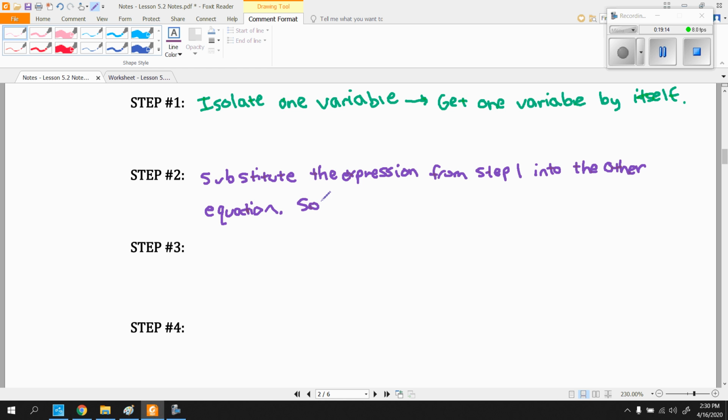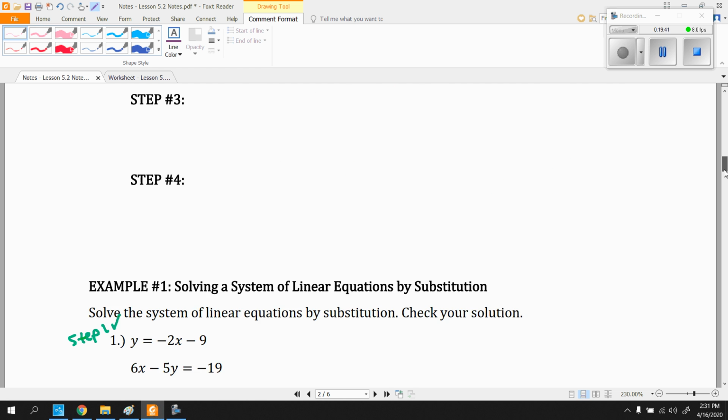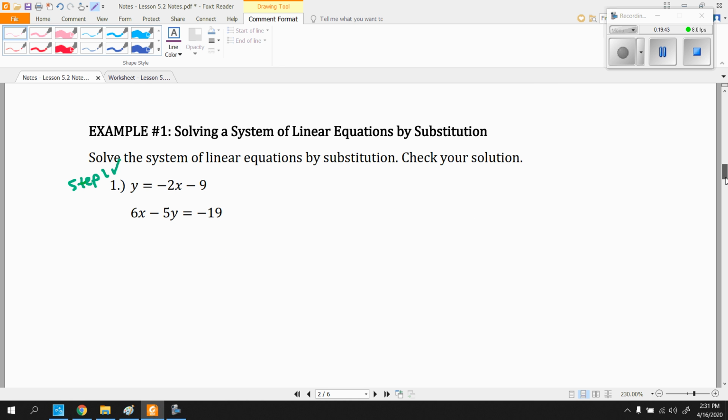Solve for the remaining variable. So we just ramped it up here a little bit. There's a lot going on here with this one. This one takes some practice. So substitute the expression from step 1 into the other equation. Let's see what that looks like, that first part. Okay? So we're going to go back and forth just like we said.